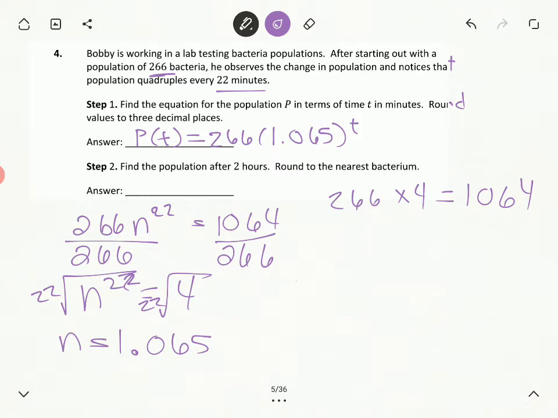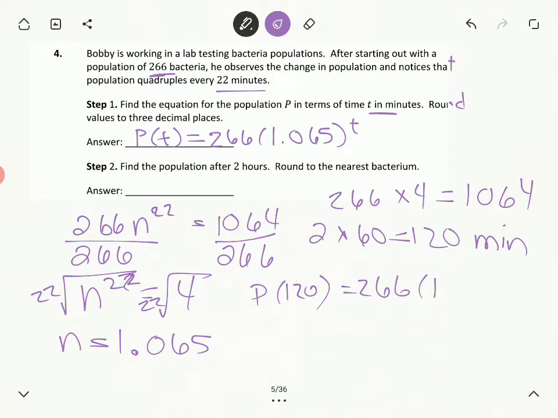So we do in our calculator very carefully. We're going to round to the nearest whole number. We get 509136. I get 0.8, so I'm going to round that up to 509137. So we get 509,137 bacteria in 2 hours.